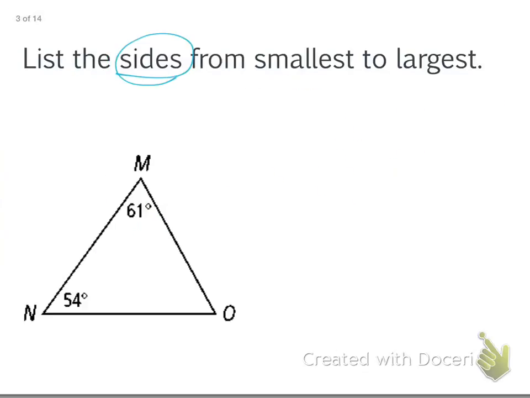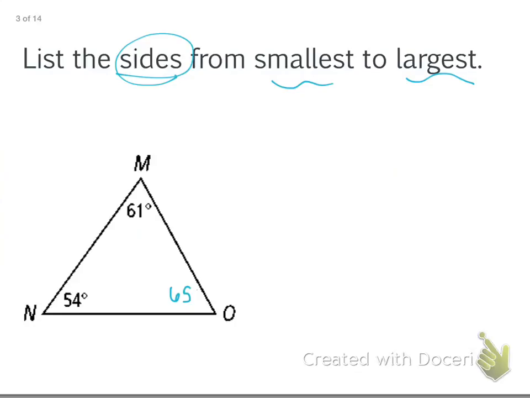Okay, this time we're doing sides from smallest to largest, so I need the smallest angle first. Well, I need to find this angle here to be able to do it. So if I add my two other ones, 61 plus 54 is 115. There's 180 degrees in a triangle, so if I take 180 minus that 115, I get 65.